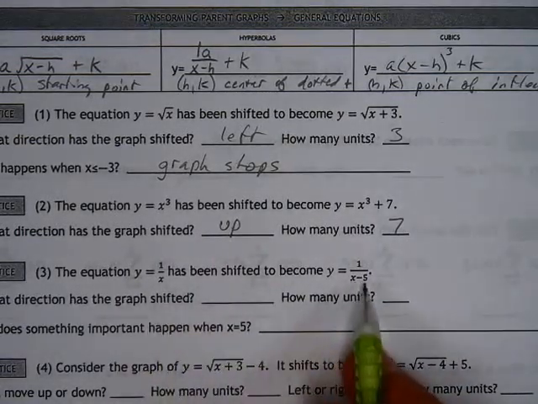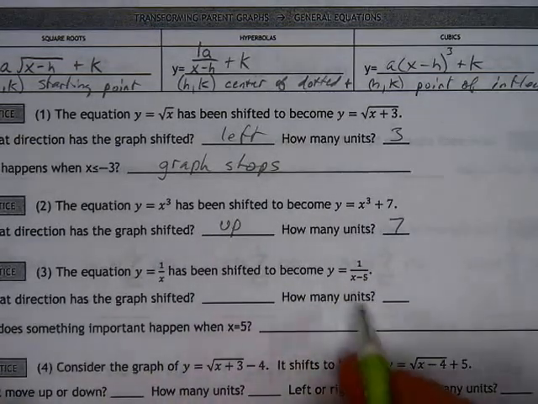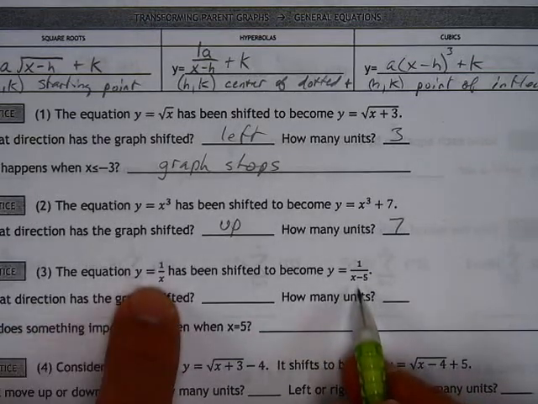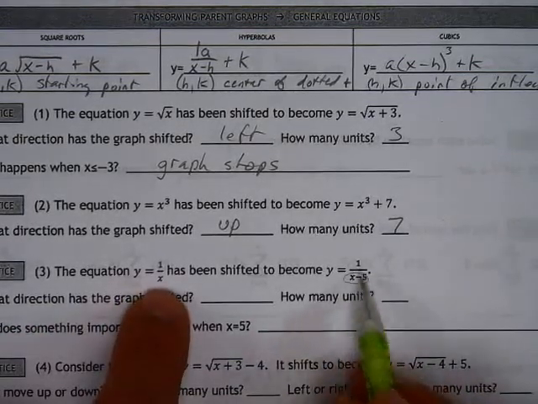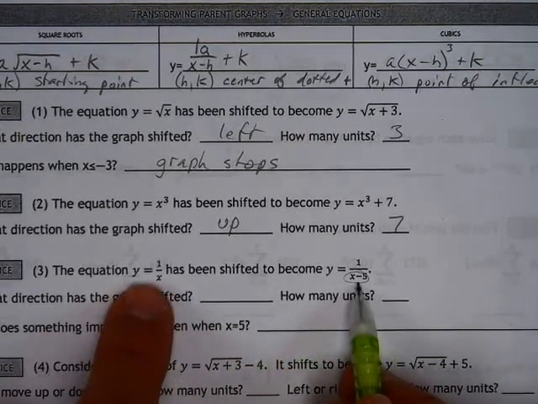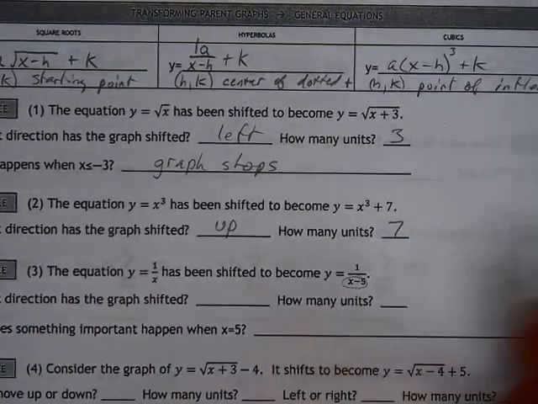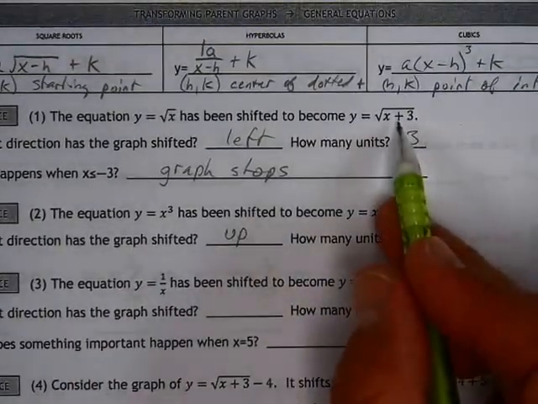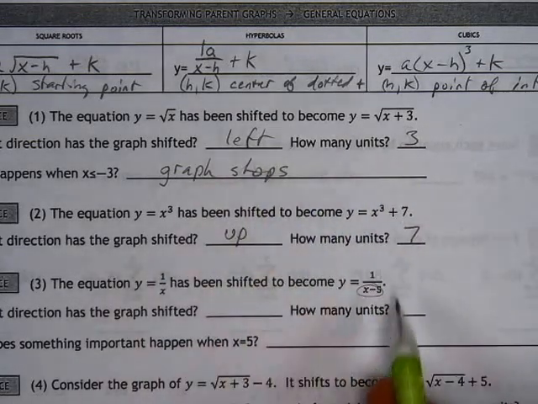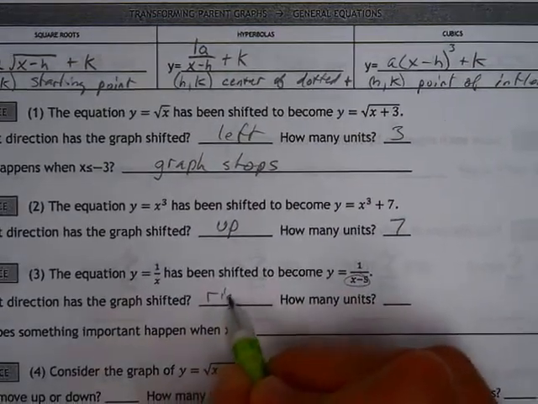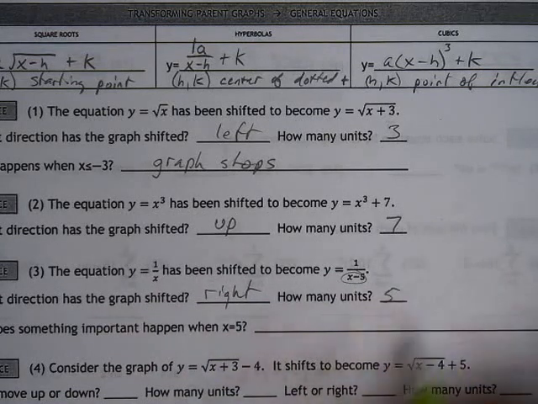Here, when we're looking at this, oh no, it's a fraction. Well, it's a fraction. It's just a different graph, but it's still affiliated with x, so therefore it's a left or right. And with a -5, it's the opposite direction that we would think. The +3 was to the left, the -5 is to the right. And it's gone 5 units.